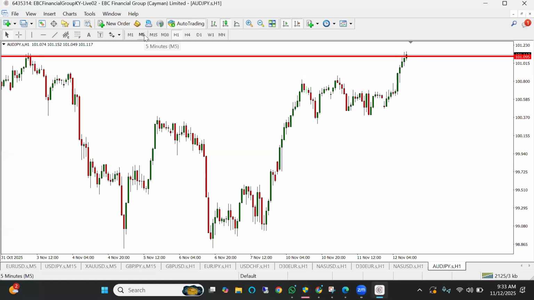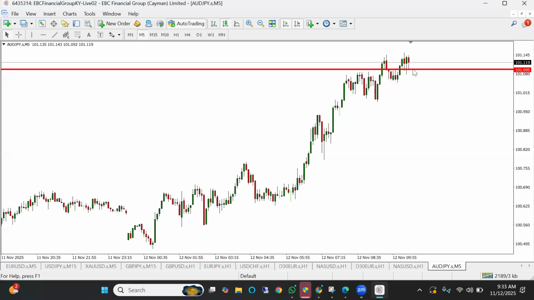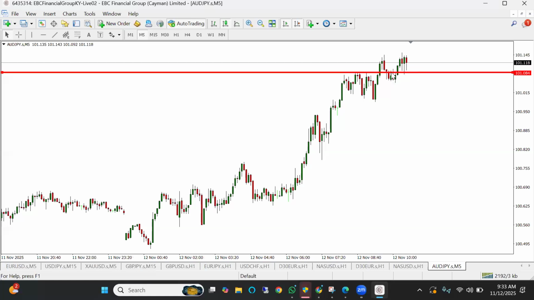Let's go to the 5 minutes time frame very quickly. So guys, AUD JPY, let's take a buy. I can see a very good break and retest around this point right now. This is a liquidity sweep around this point. So if you're trading AUD JPY, you can take a buy on AUD JPY.